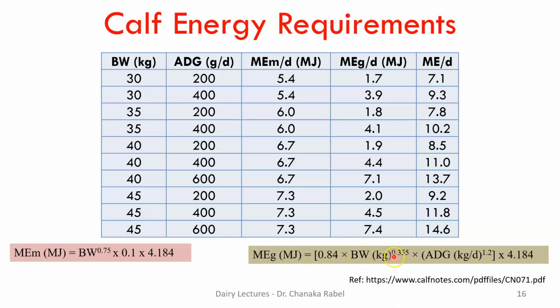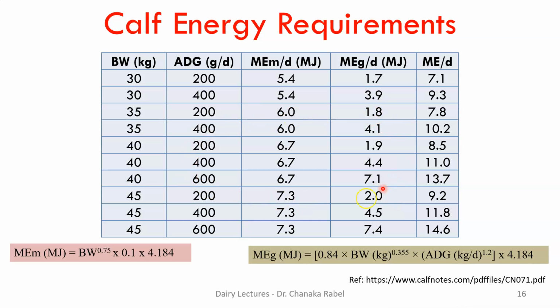0.84 times body weight to the power of 0.355 times average daily gain in kilograms, not in grams. So this is in kilograms, to the power of 1.2 times 4.184 to convert to megajoules, right? So if you know the body weight and the average daily gain, you can calculate these two columns for any calf, any age, any body weight, any body weight gain, right?